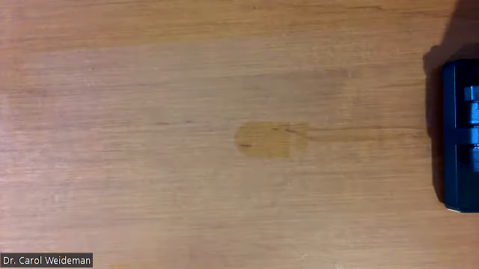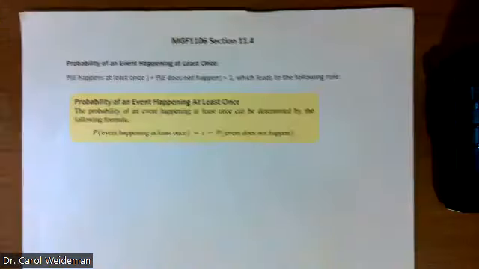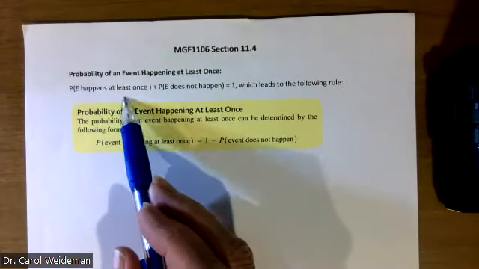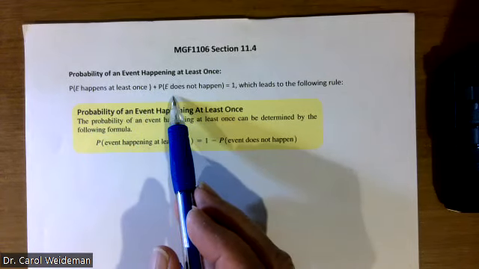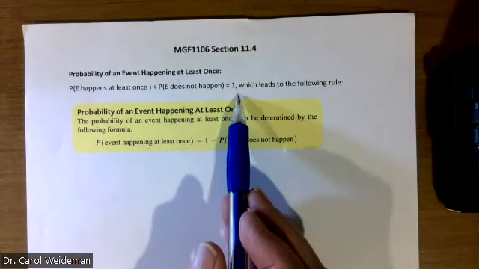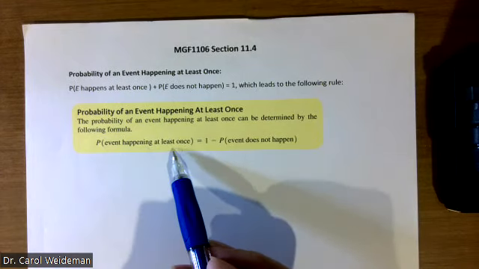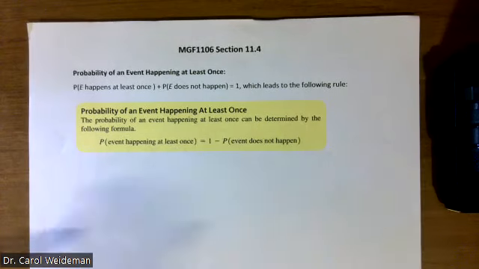The other important concept from this section are the problems called "at least" problems. So the probability of an event E happening at least once plus the probability of the event E does not happen has to equal 1. And that leads us into this rule: the probability of an event happening at least once equals 1 minus the probability that the event does not happen. And this is going to be very useful for certain types of probability problems, as we'll see in the examples from today's lesson.